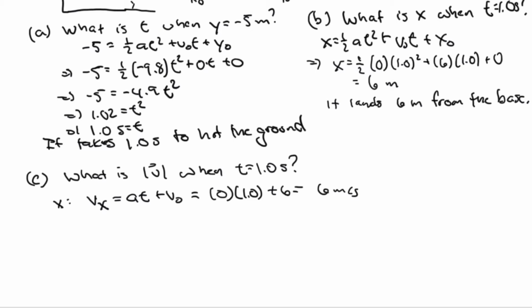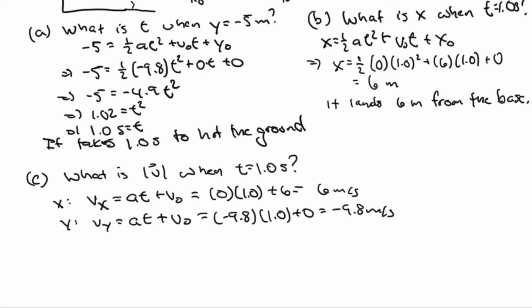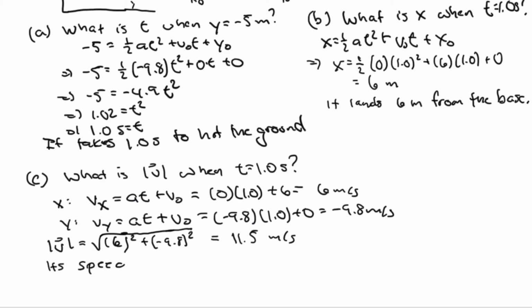In the y direction, we write down the equation, we fill in our information, and we find that it's moving negative 9.8 meters per second. And again, the negative sign makes sense. It is moving vertically downwards. To find the magnitude, we apply the Pythagorean theorem. The square root of 6 squared plus negative 9.8 squared is equal to 11.5 meters per second. So its speed is 11.5 meters per second when it hits the ground.